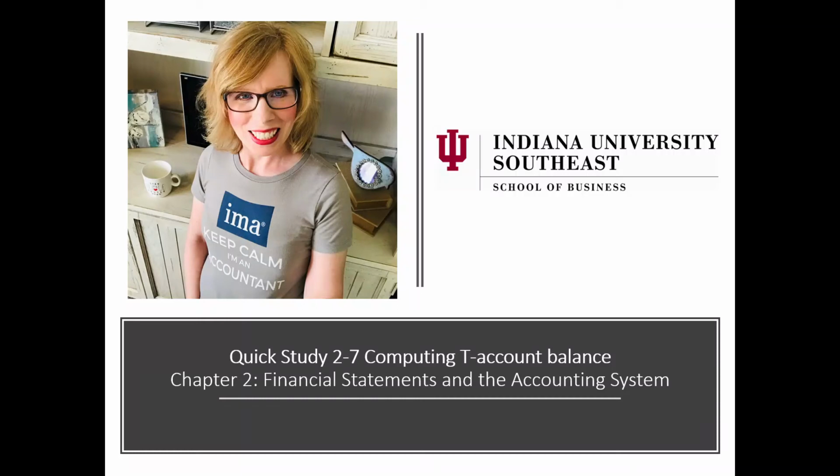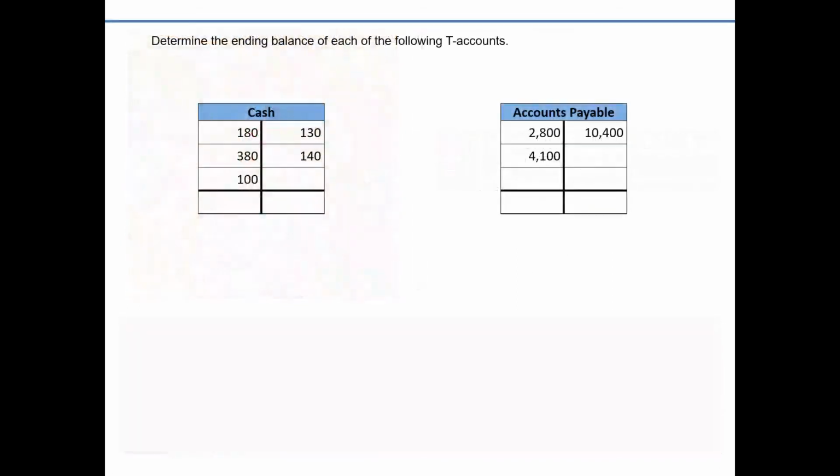This video covers calculating a T account balance, and I'm using Quick Study 2.7, an alternate version of it, as an example. So I've got two accounts here. I've got cash and I've got accounts payable, and I ultimately want to calculate their T account balances. So I'm going to step back to an earlier video and ask: what type of accounts are these?